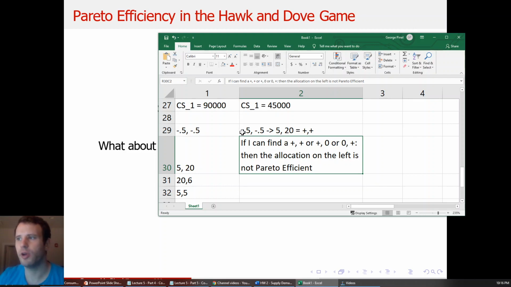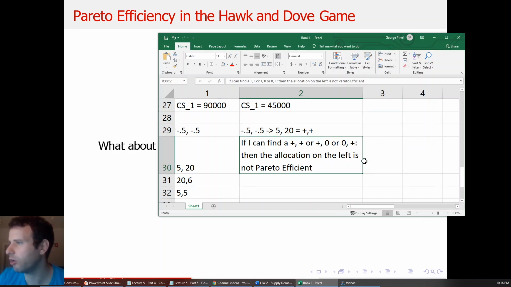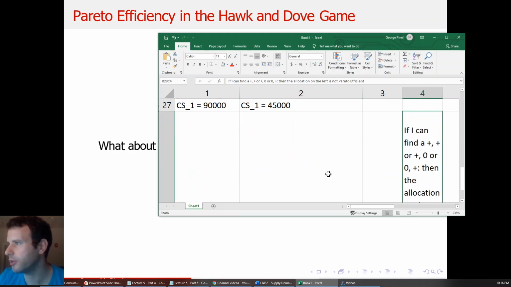Okay, so what did I do? I saw that there was a double increase, basically. That's what I'm checking. So moving from negative 0.5, negative 0.5, I saw that there's a double increase. So I can eliminate negative 0.5, negative 0.5 from Pareto efficiency. I'm going to move this cell over so that we can keep doing it.